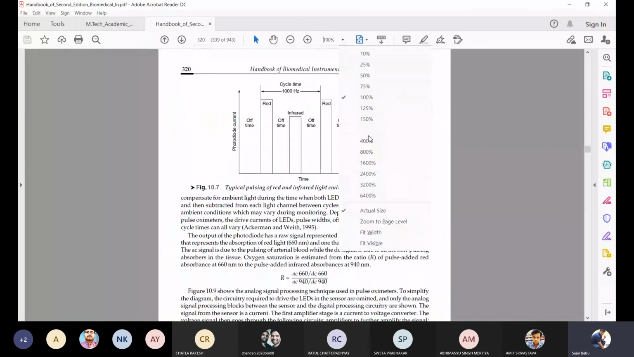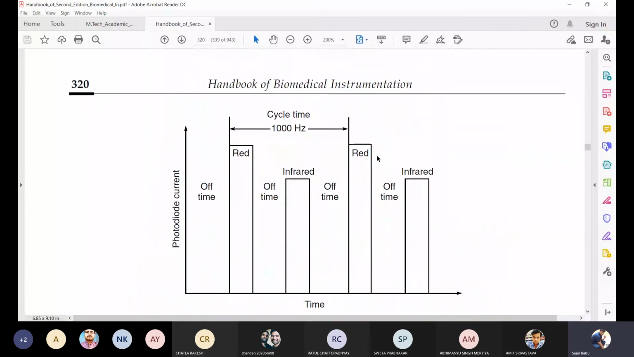Okay, so are you able to see the cycle diagram here, photodiode current and time like that? Are you able to see? Yes, sir. Okay, so just remember one thing, that the red and infrared light will not be emitted at the same time. Okay, so first what will happen?